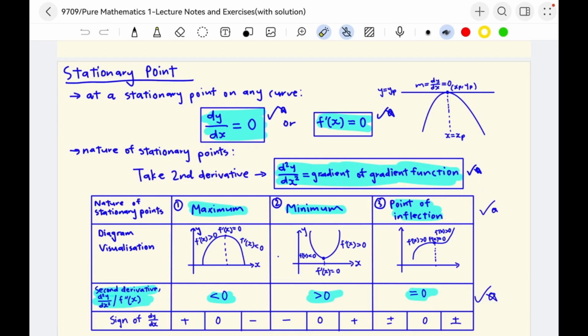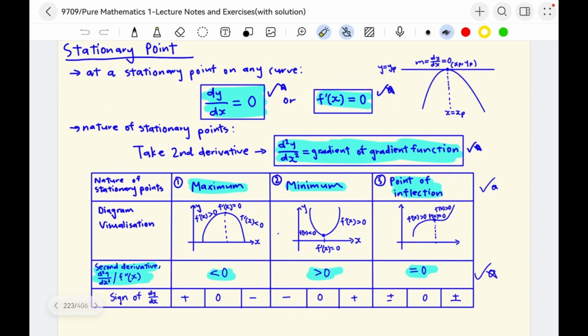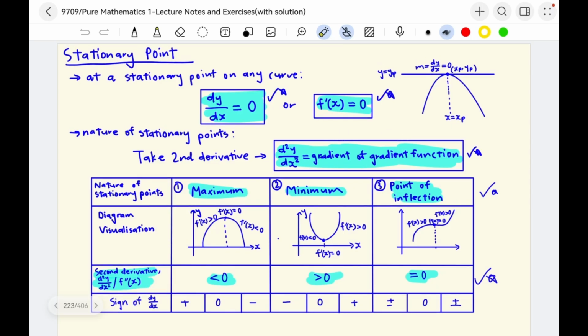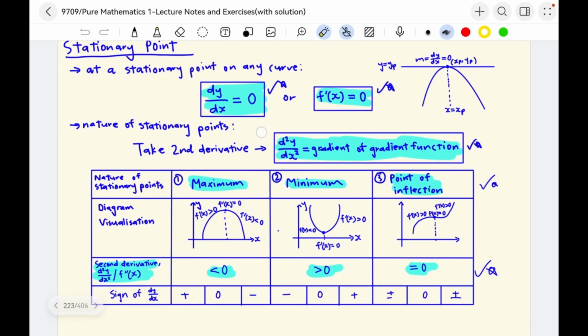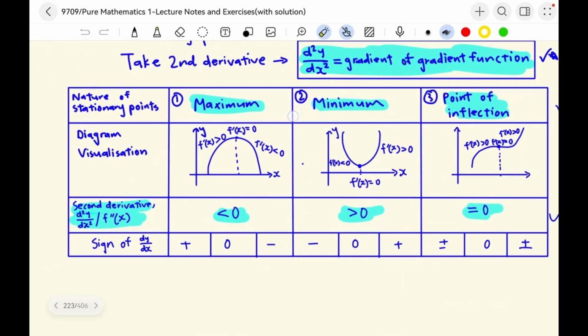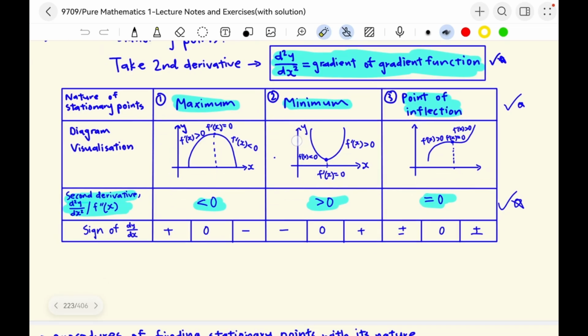See how it interprets whether the gradient function is increasing or decreasing. The nature of stationary points is classified as maximum, minimum, and even the point of inflection. This is how you visualize the nature of stationary points by using a diagram illustration.